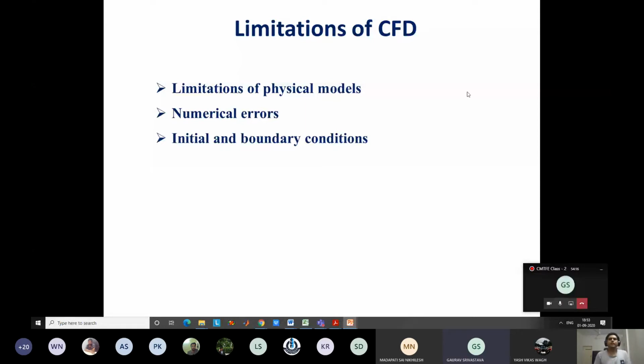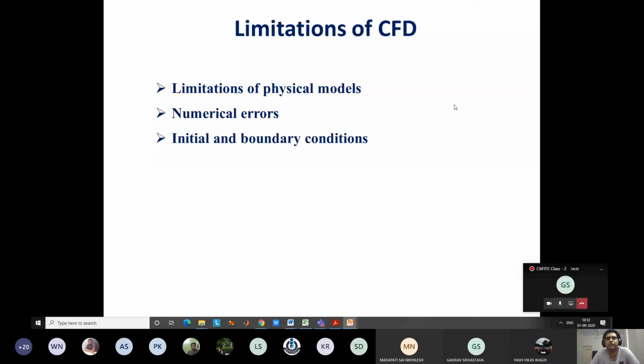So we have seen what the advantages of CFD are. I did not write it as advantages, I have written it as why CFD is used. We have seen that in many cases experiments cannot be done or an analytical solution is not possible. So all those are the advantages of CFD.